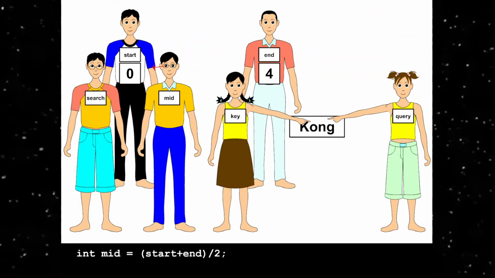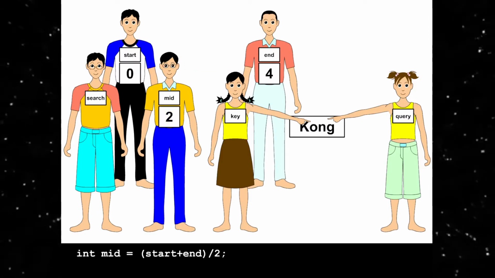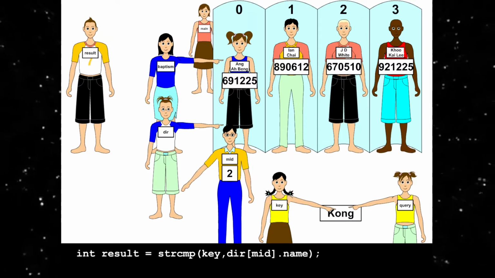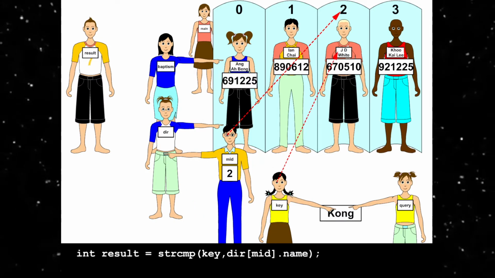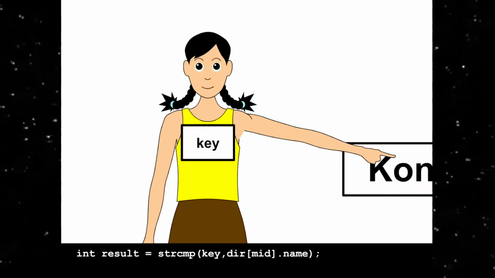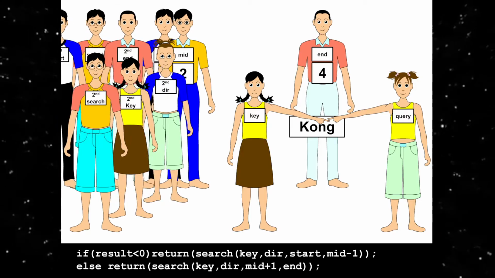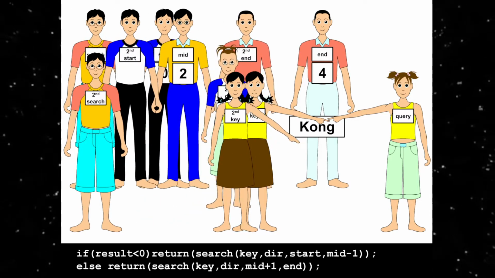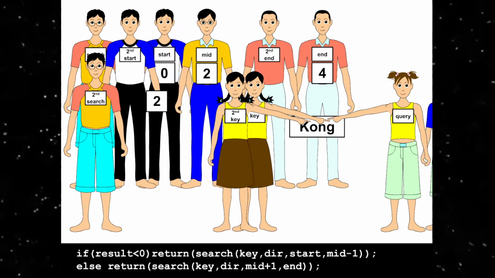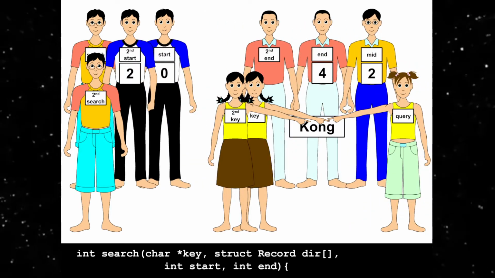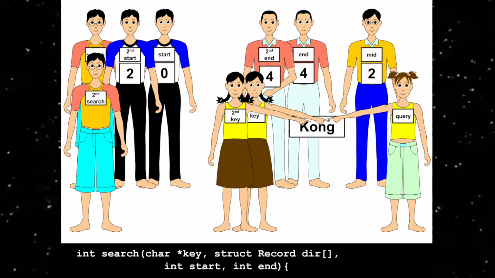Mid is equal to 0 plus 4 divided by 2, which is 2. So we compare the name Kong with the data in location mid, that is 2, and find that J.D. White is not the same as Kong. The result indicates that we should search the second half. This means that the new start is going to be mid, and the new end is the same as the old end. That is to say, start gets 2 and end gets 4.